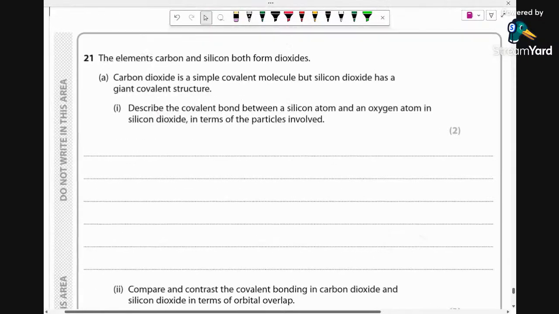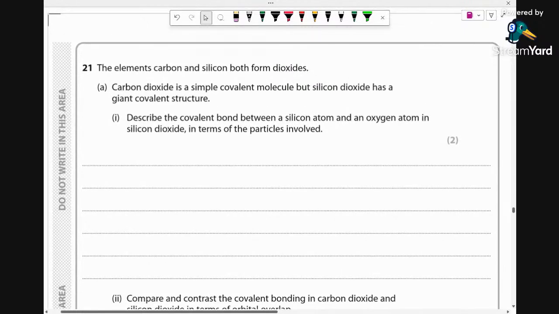That's a sneaky trick. The elements carbon and silicon both form dioxides. Carbon dioxide is a simple covalent molecule, but silicon dioxide is giant covalent. Describe the covalent bond between a silicon atom and an oxygen atom in silicon dioxide in terms... So we're comparing them. No, hang on. Describe the covalent bond between a silicon atom and an oxygen atom in silicon dioxide in terms of the particles involved.